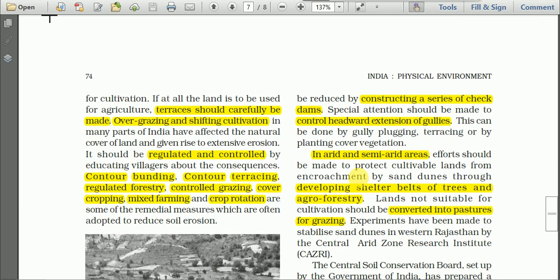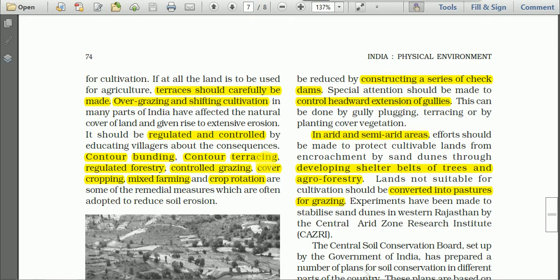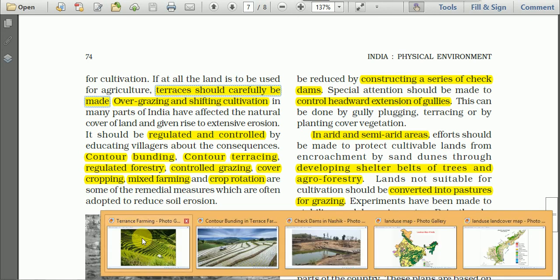However, in some mountainous states we have to use the mountains for cultivation. So in this case, what to do? We have to do terracing. If all the land is to be used for agriculture, terraces should be carefully made, as you are seeing here.